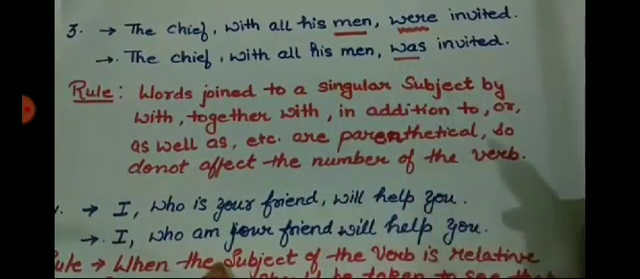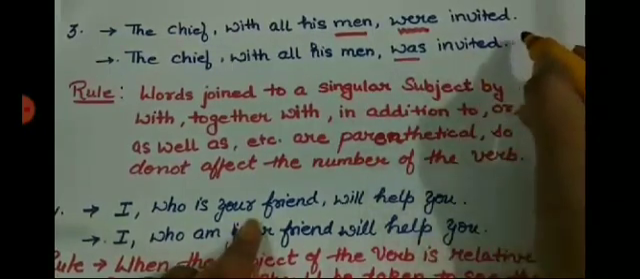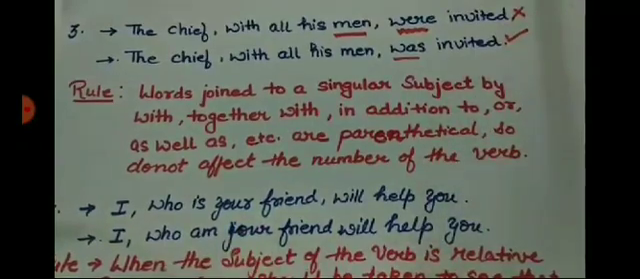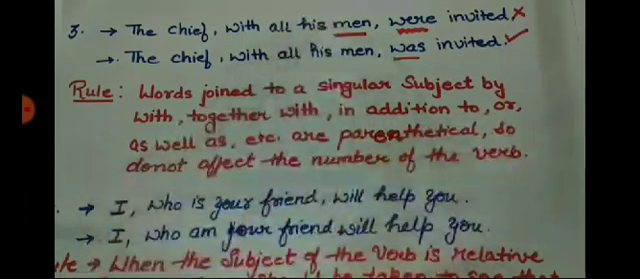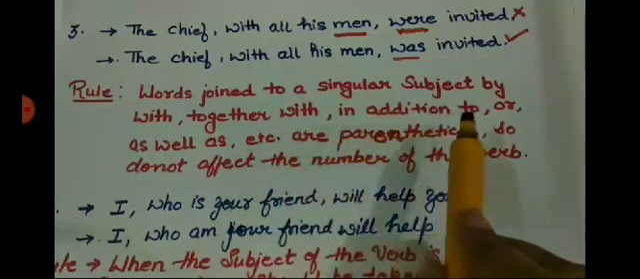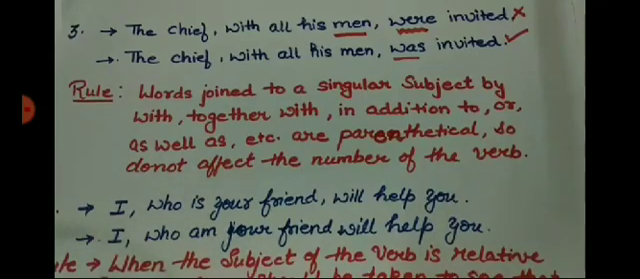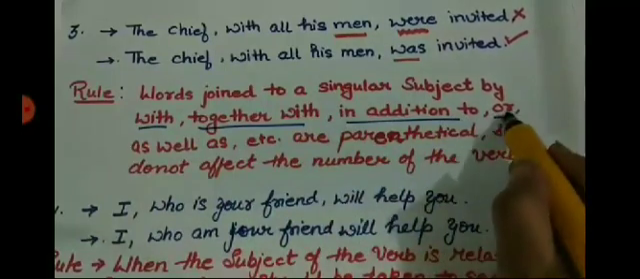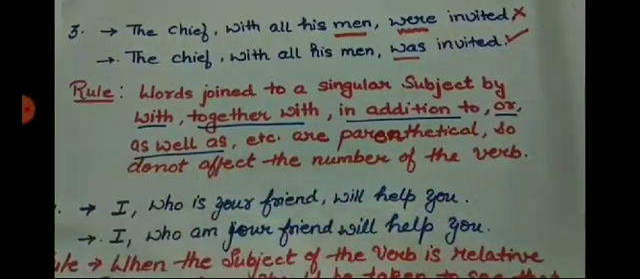Why? Which one is the correct one? See, friends, the second one is the correct one and the first one is the wrong one. Why? Here, the chief is a singular noun and all his men are plural. That means, according to the rule, words joined to a singular subject by with, together with, like, in addition to, or, as well as, etc., are parenthetical.